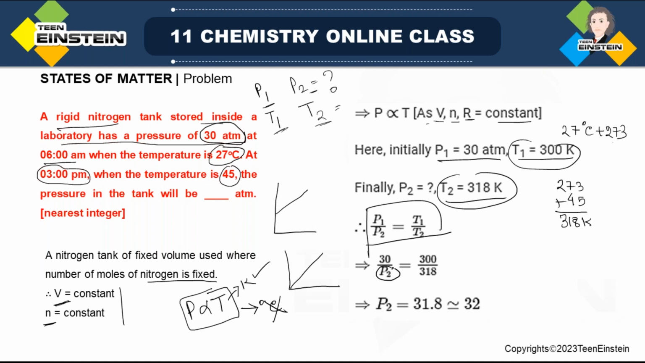So here only P2 is unknown, and from this equation you can get the value of P2. You have to take the nearest integer, so that is why 31.8 you have to write as 32.